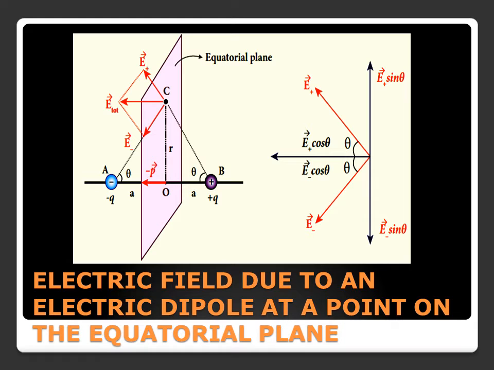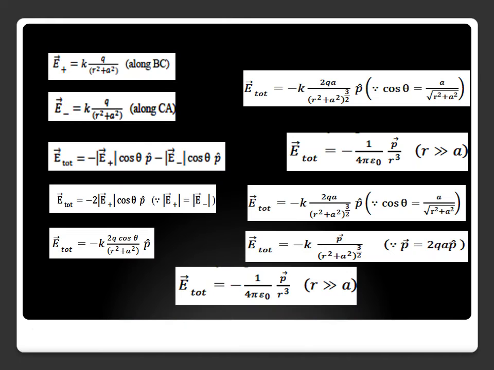Okay, let me go through the derivation. As I told you, E plus is equal to K into Q by r squared plus a squared. How do you get r squared plus a squared? Take the triangle OCB. In the triangle OCB, OB is equal to a and OC is equal to r. Therefore, BC according to Pythagoras theorem will be the root of r squared plus a squared. Since in the equation for electric field it is the distance squared, you get K into Q by r squared plus a squared, lying along BC. Similarly, E minus will be K into Q by r squared plus a squared, lying along CE.